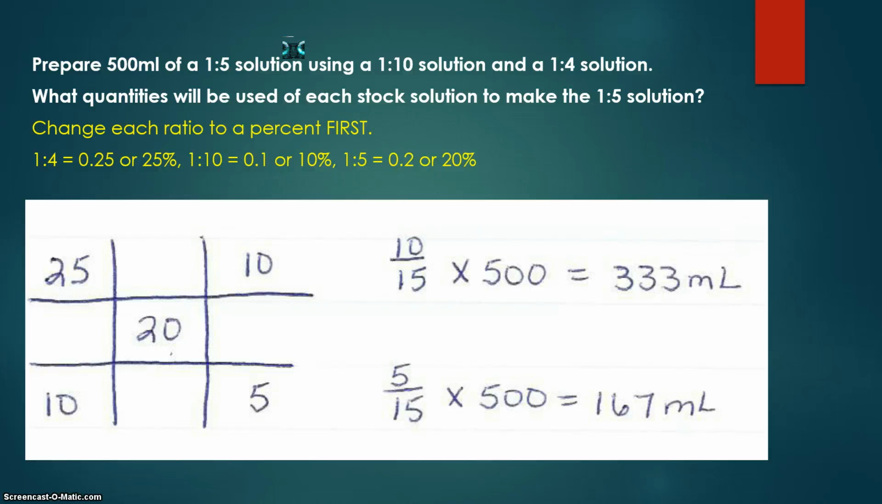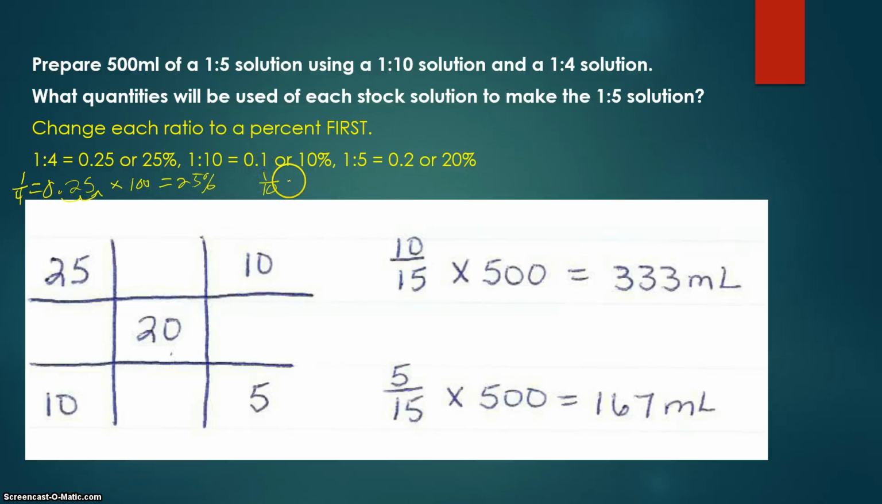So the first thing we want to do here is change each ratio to a percent first. To do that, we set it up as a fraction first. Divide, and then we get our decimal, and then we multiply by 100, correct? So here we have 1 divided by 4. That gives you 0.25. You multiply that by 100, or you just move the decimal over to the right twice, and you get 25%. The same goes for 1 to 10.